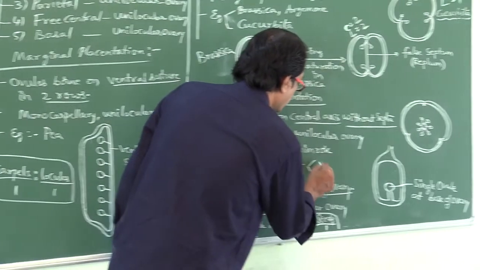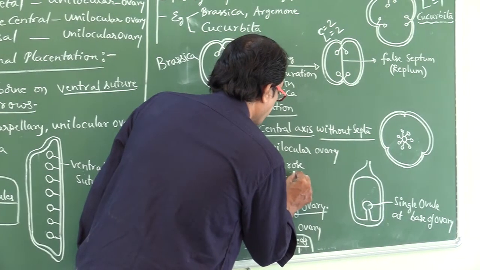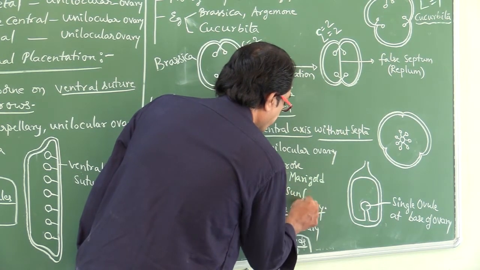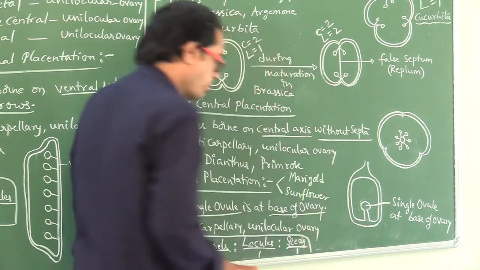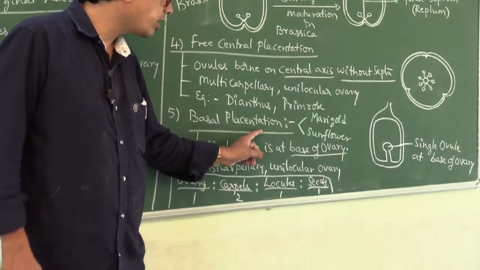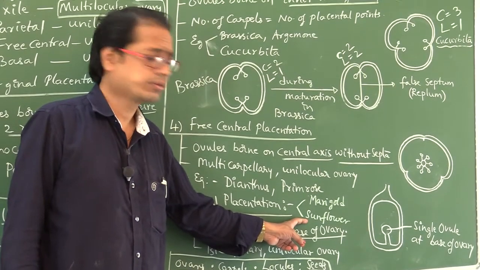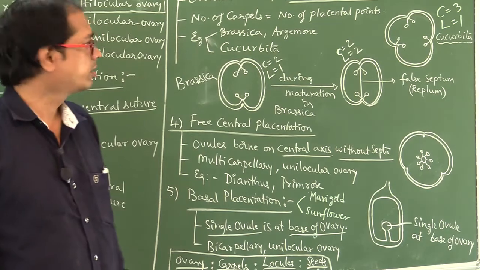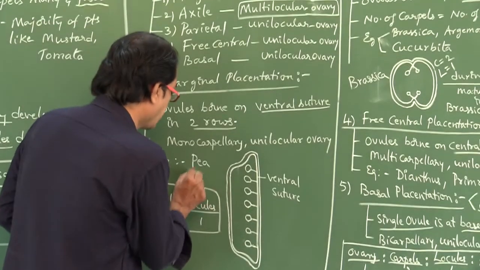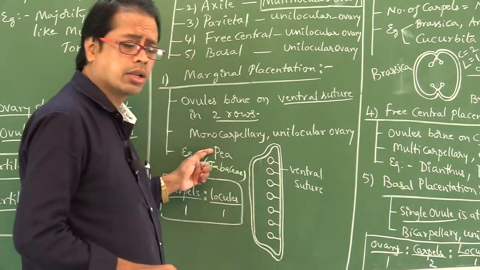Examples: marigold, sunflower, Asteraceae family, very very important. Examples of basal placentation: marigold, sunflower. Marigold means Tagetes, sunflower means Helianthus. Example of marginal placentation: Fabaceae family. P means Pisum sativum.